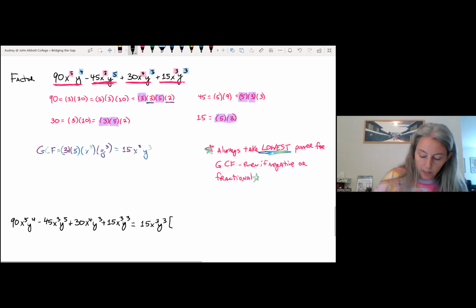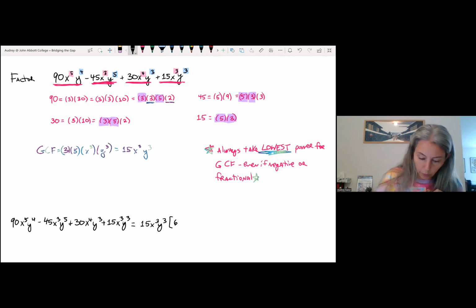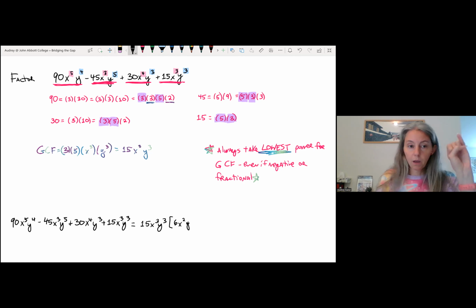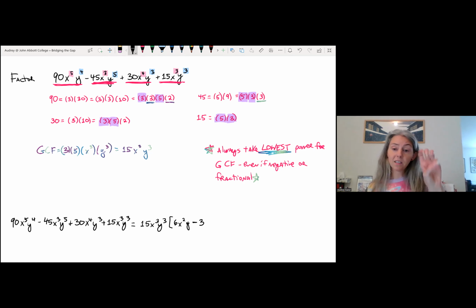And 3 times 2 is 6. I have 5 x's and I took away 3 of them, so there are 2 x's left over, x squared. I have 4 y's and I took away 3 of them, so there is 1 y left over. I'm done. There's nothing else left over. Minus. So then I'm moving on to my 45. I took the 5 and the 3 away, so what's left over? 3. So we start with our number 3. I have 3 x's, I took 3 away. I don't have any x's left. I have 5 y's, I took 3 away, so I have 2 left.